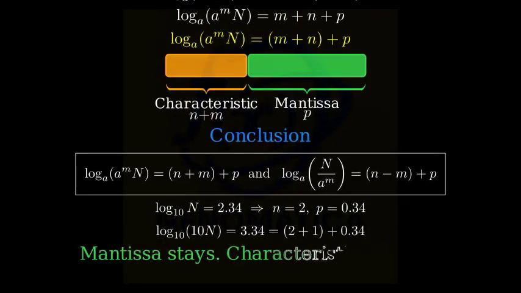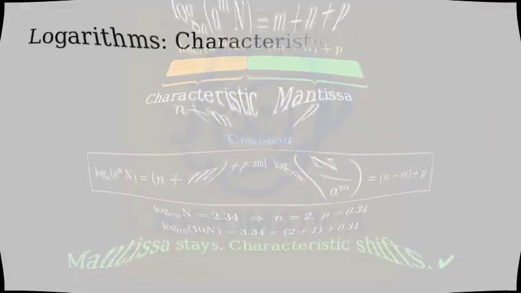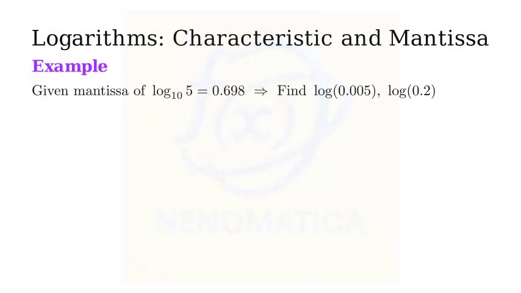That is the mantissa theorem. Integer powers of the base shift only the characteristic. The mantissa carries the fractional fingerprint of your number and remains unchanged. Example: we are told that the mantissa of log base 10 of 5 is 0.698. Using that, find log of 0.005 and log of 0.2.